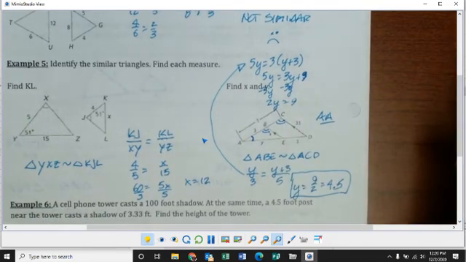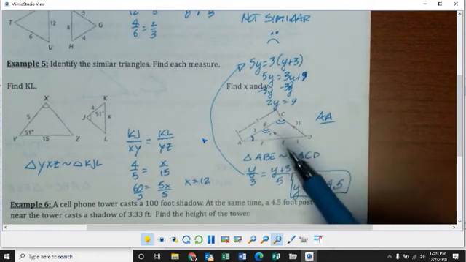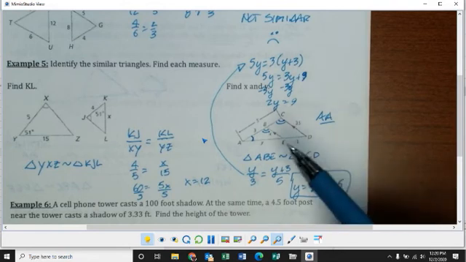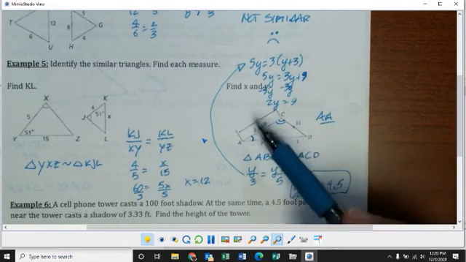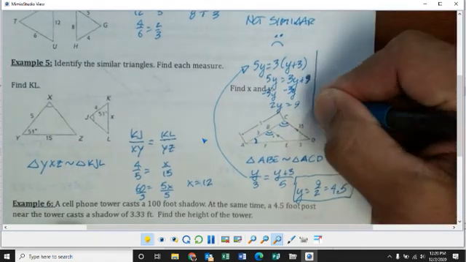So that's my y. So 4.5 over 3, and this is 7.5 over 5. Okay? So that makes sense. 4.5 is 1.5 times 3. 7.5 is 1.5 times 5. So I like that. Now to solve for x.